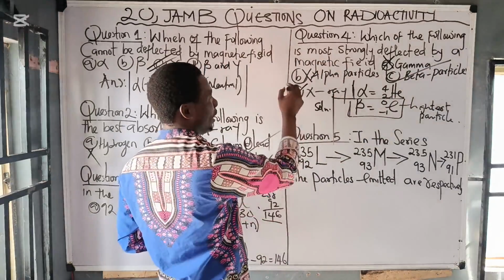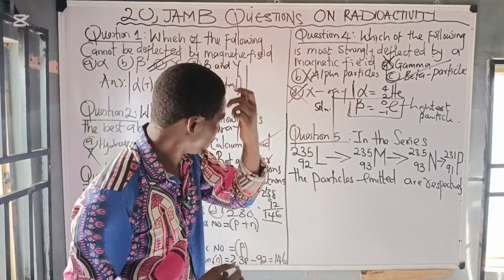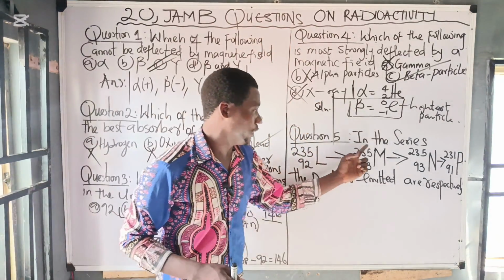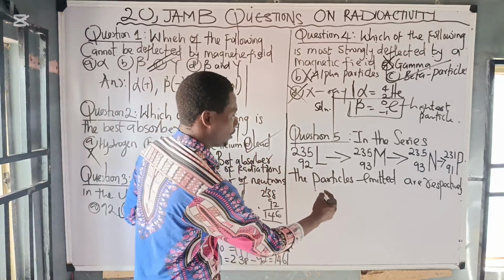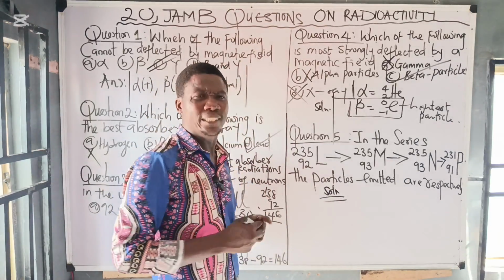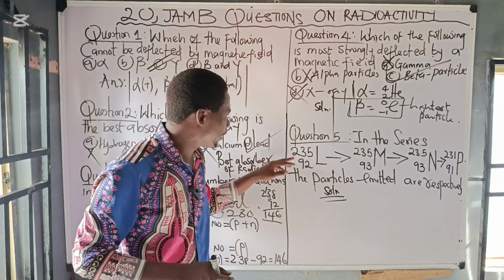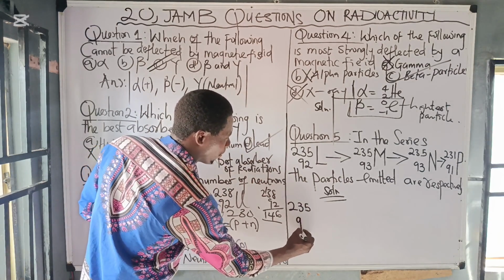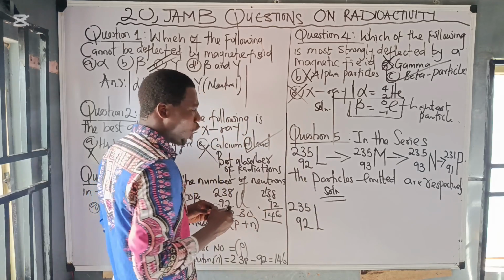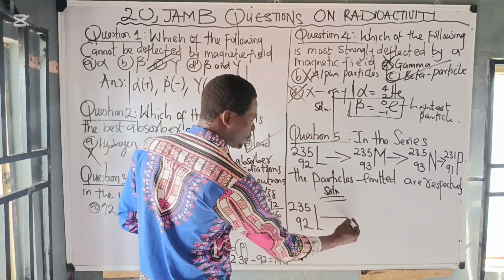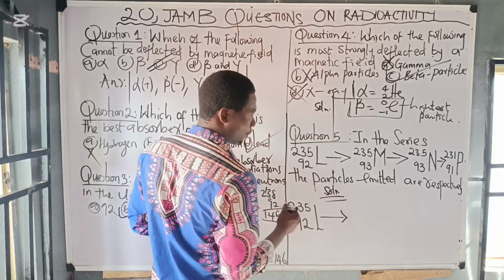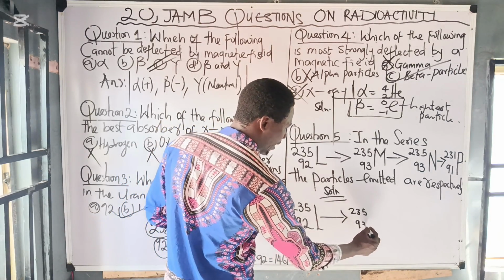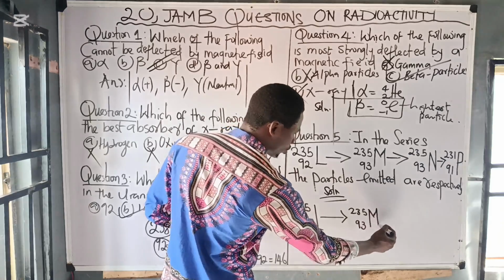Of course, you know that this one is out of the point. X-ray is an electromagnetic wave, it's not radioactive. Now, in the series, look at this series carefully. In this series, you have a substance that has a mass number of 235 and an atomic number of 92. All of a sudden, that substance turns into another substance where the mass number is 235 and atomic number is 93. What do you think must have happened to this substance?